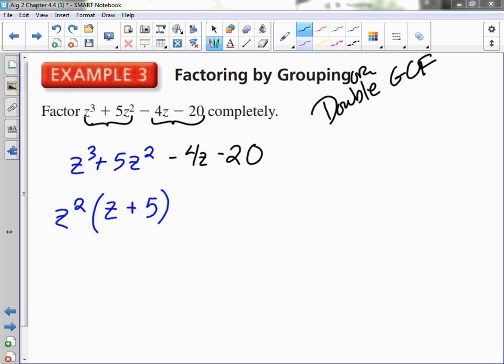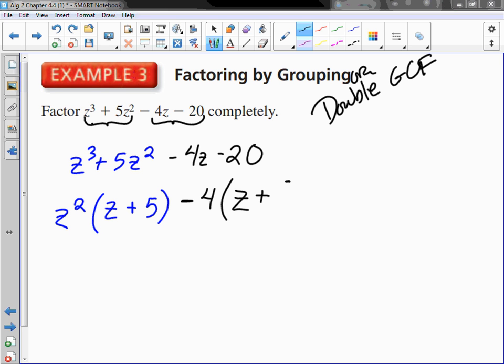Now we'll look at the other two, negative 4z minus 20. So 4 is a greatest common factor between these two, yes? I would take out not just 4, but the negative 4, because they're both negative. So take out negative 4. And let's see what happens, because something special is going to happen. What happens when I take negative 4 out of negative 4z? I'd be left with positive z, yes? Again, with negative 20 and negative, that would leave me with plus. 20 divided by 4 would be?